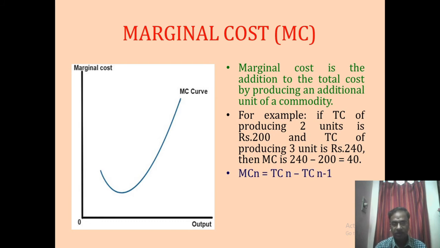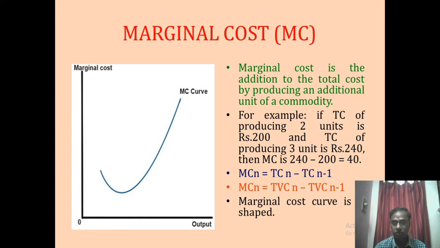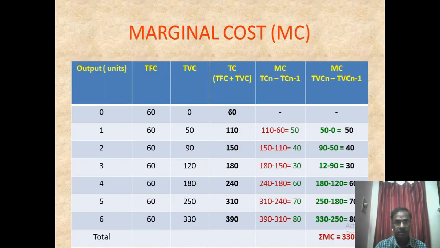We can calculate it as TCn minus TCn minus 1, or TVCn minus TVCn minus 1. Calculating MC with the help of TVC is a very safe method of calculating MC. The marginal cost curve is also U-shaped. Then you see the marginal cost curve.